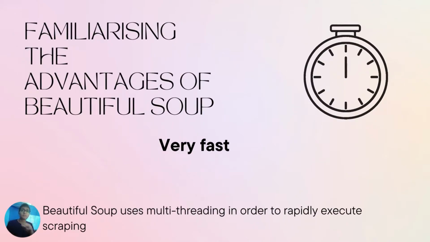it's very fast. Now, what do you mean by fast? When you enter certain attributes of the given source code, it will scrape the data much faster. So how does it do it? Beautiful Soup uses multi-threading in order to rapidly execute scraping. So what is multi-threading? Well, when you write code or enter attributes, Python is clever, and Beautiful Soup is even more clever. It divides the code into certain blocks and executes them at the same moment of time.